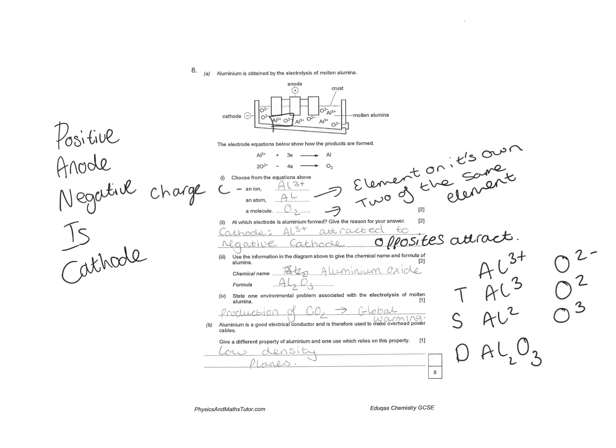State 1 problem associated with electrolysis: the production of CO2, global warming. Give a different property of aluminium, and one of the uses relies on it. Low density, it's used in planes and plane wings.